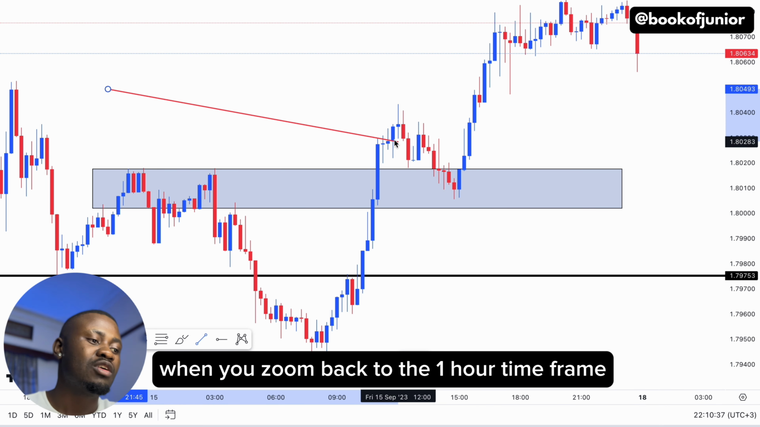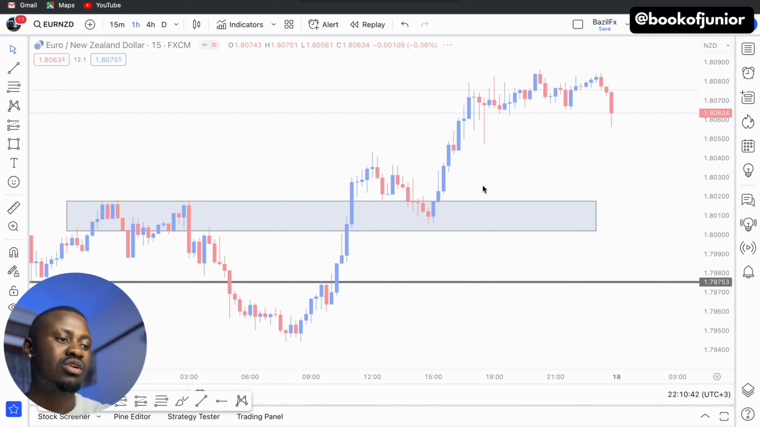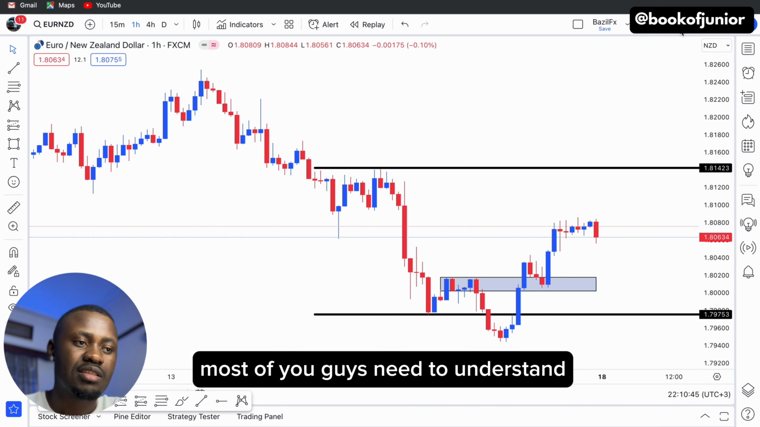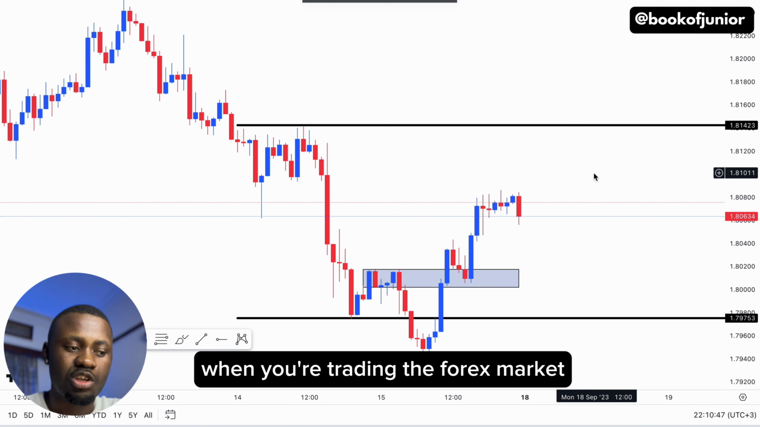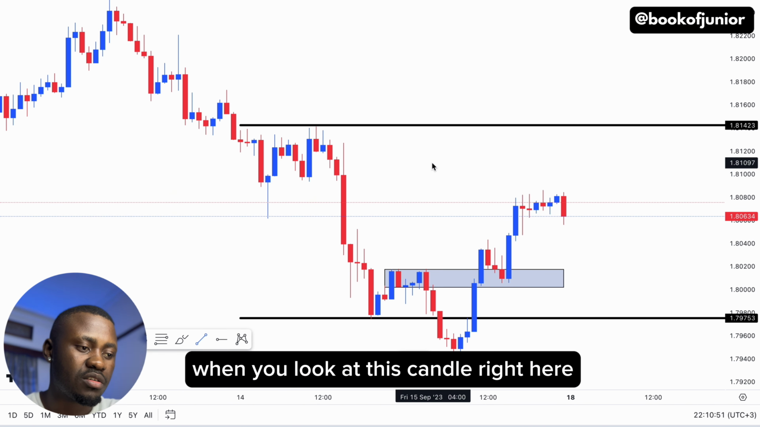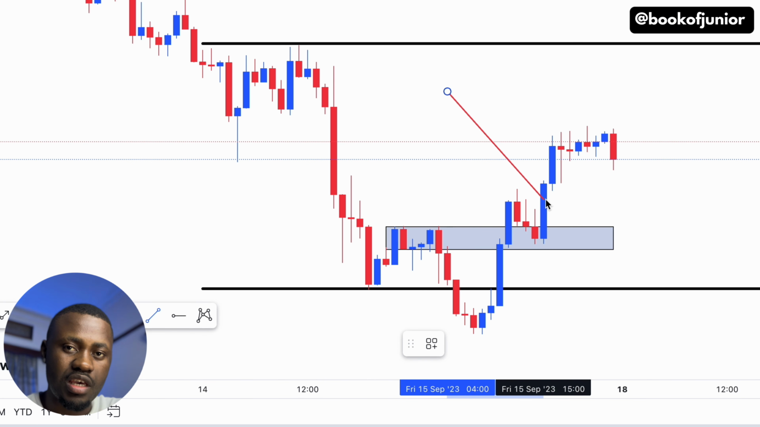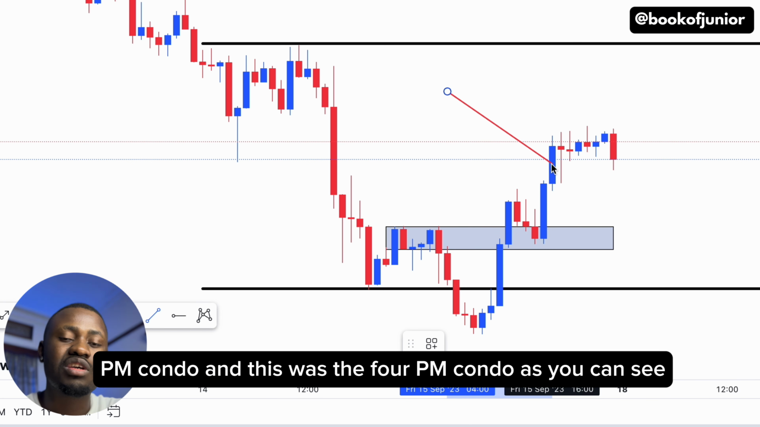Reason why, when you zoom back to the 1 hour time frame, just like this, traders, most of you guys need to understand timing is also very key. When you're trading the forex market, timing is very key. So when you look at this candle right here, this is the 3 p.m. candle, and this was the 4 p.m. candle, as you can see.